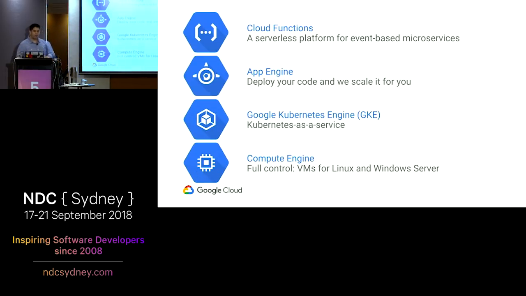Now, if we turn this diagram around a little bit, you can think of Cloud Functions being the most managed version of all of this, a serverless platform for event-based microservices. App Engine, as I said, you just give it your container image, we'll scale it for you. With Kubernetes Engine, we give you a bit more control over how you want to scale those things. And with Compute Engine, that's where we host your VMs.